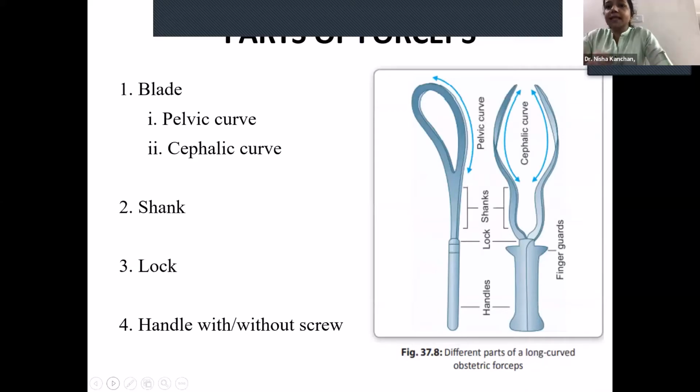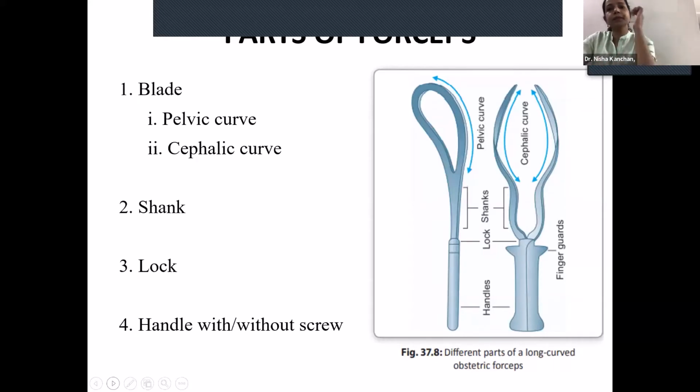So a forceps has basically two branches. What you can see is one branch here. That branch has a blade. Just below the blade is the shank. Below that is the lock where the two branches meet. And then there is a handle with or without a screw. Depending upon the length of the shank, we have long forceps and the short outlet forceps.